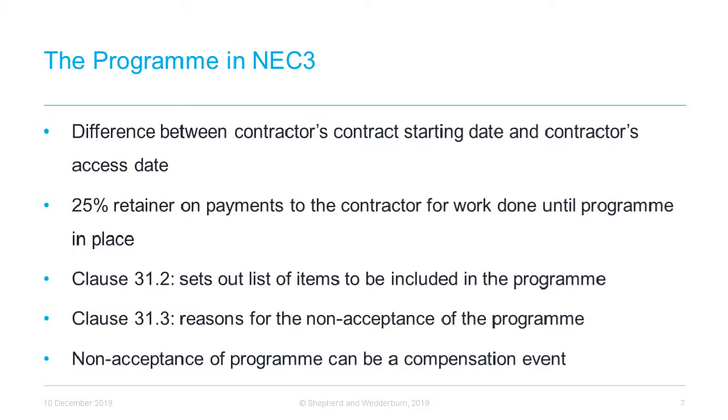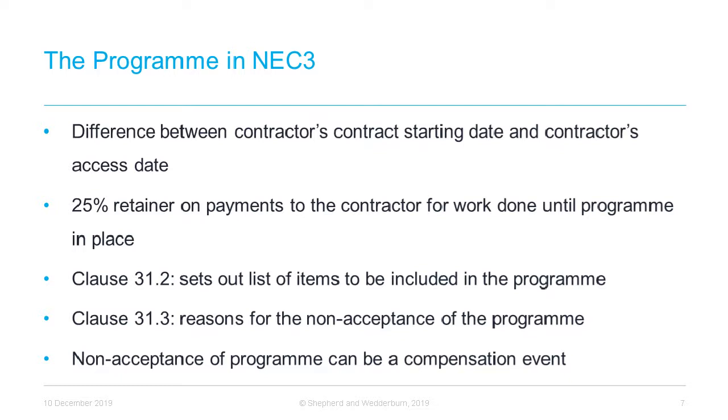Initially, the contractor must submit a program to the project manager for acceptance within the period stated in the contract data. There are sanctions if the contractor fails to submit an initial program. At clause 50.3, the employer can apply a 25% retainer on payments to the contractor for work done until there is a program in place. It's not explicitly clear that this requirement falls away once the first program has been submitted for acceptance by the contractor, or whether it only falls away once the program has actually been accepted by the employer. Therefore, any delay in submitting an initial program should be avoided if possible.